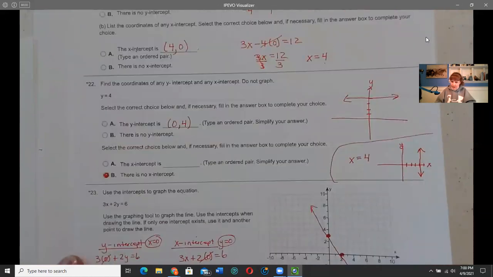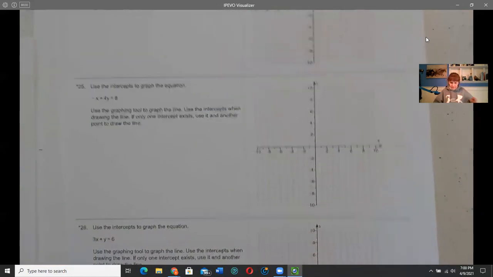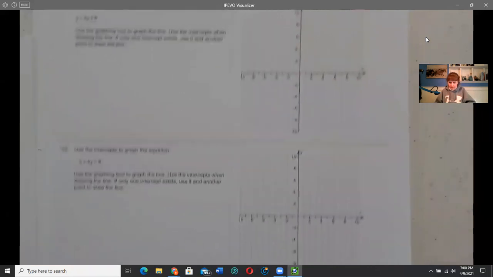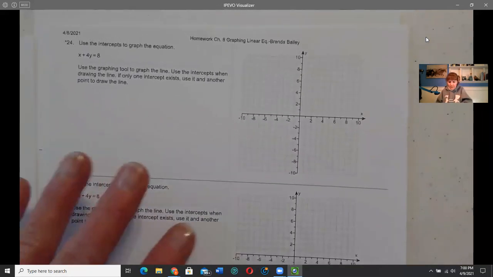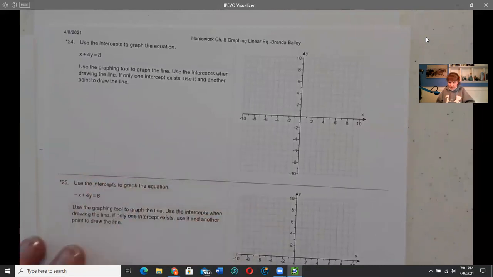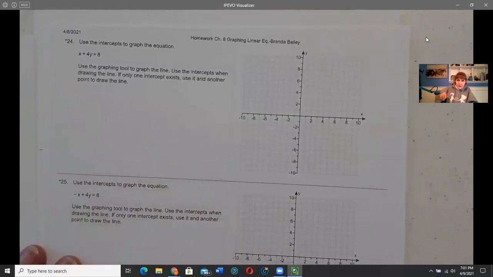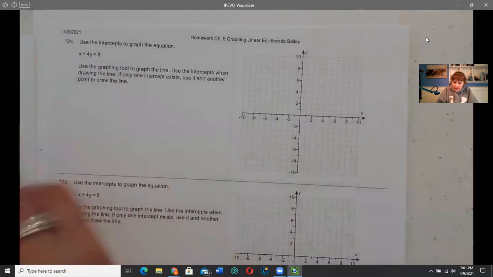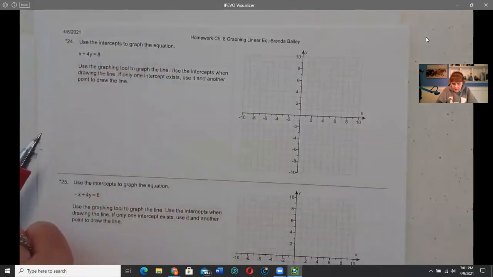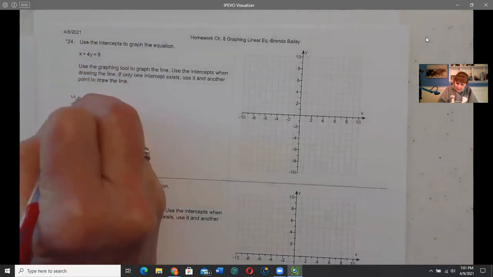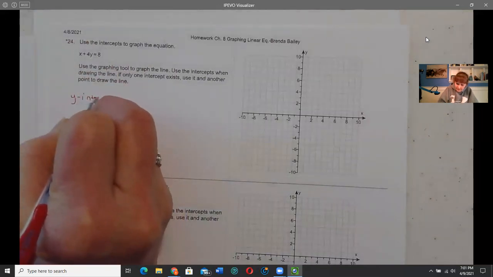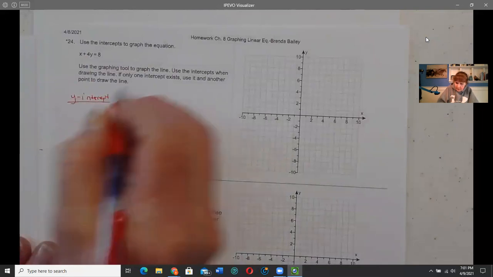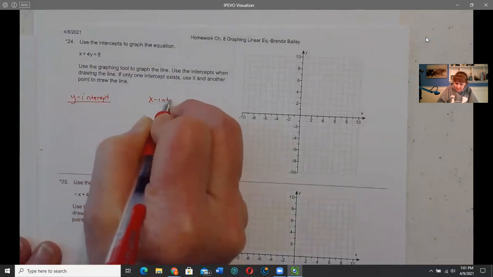Let's do some other ones. I can get MyMathLab up, but being able to do it on paper is a little bit easier to explain to you. Okay, right now, using the x and y intercepts, we're going to graph the equation. We're going to find the y-intercept, and we're going to find the x-intercept to graph it.